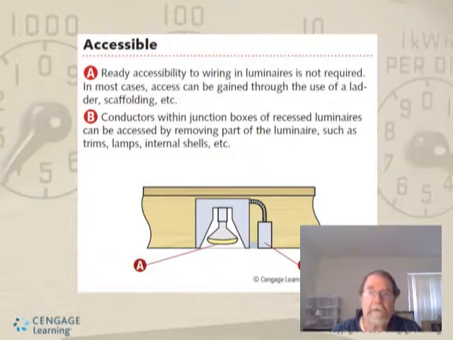Readily accessible for wiring methods and luminaires is not required in most cases. Access can be gained through the use of ladders, scaffolding, etc. Conductors within the junction box of recessed luminaires can be accessed by removing part of the luminaire, such as trims, lamps, internal shelves, etc.